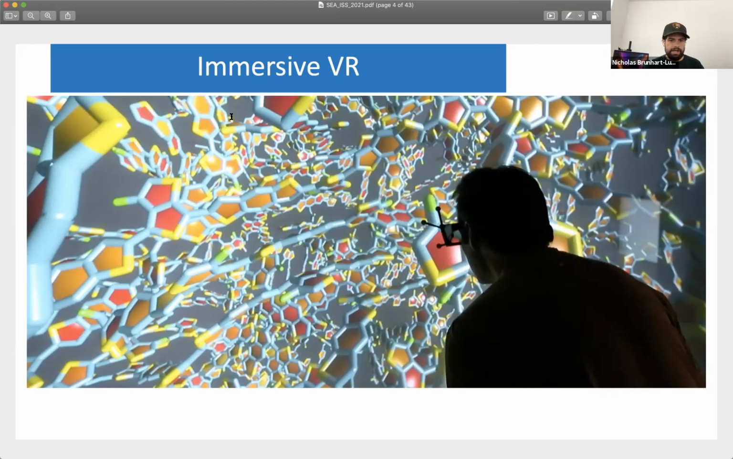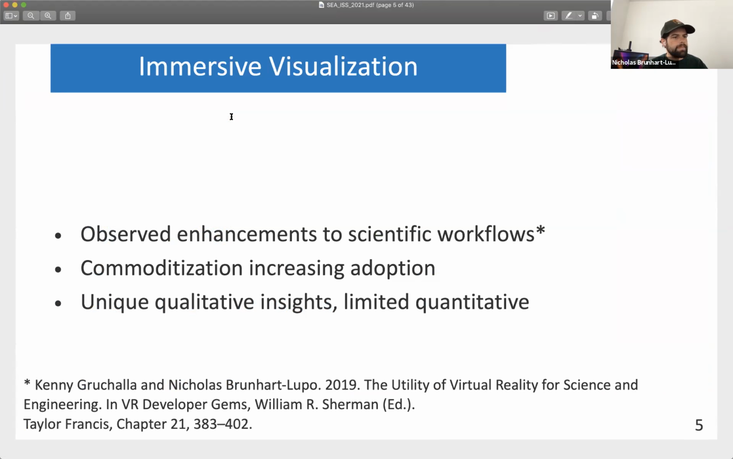We use things like stereo systems and these immersive displays to try to give the researcher a psychophysical sensation of being right inside the data to help them get a unique viewpoint of that data. And we have observed firsthand how these systems can really enhance the standard scientific workflow. Furthermore, these systems, especially the head-mounted displays like the HTC Vive, are becoming quite commoditized. They're showing up in droves on our researchers' desks, and they're having a hard time using them.